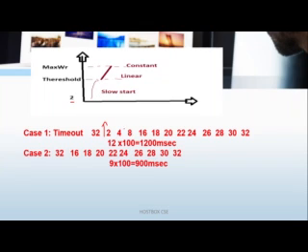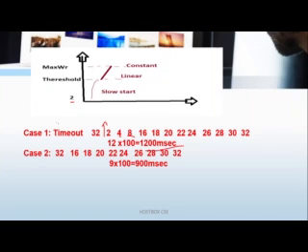So 2 KB, then it starts like this: 2, 4, 8, 16, 18, 20, 22, 24, 26, 28, 30, 32. So how many in total? 1, 2, 3, 4, 5, 6, 7, 8, 9, 10, 11, 12. So 12 multiplied by 100, totally 1200 milliseconds it takes. This is case 1, timeout.